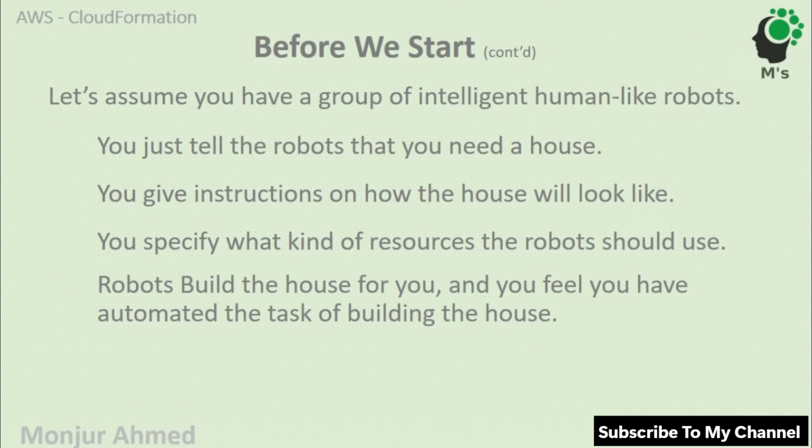So you just specify everything, and you give the instruction. Let's say you have written the instruction on a paper and given it to the robots, or you just give the instruction by recording an audio or video, and they are doing everything. They are building the house based on your instruction, and you feel that you have just automated the task of building the house, because you just give the instruction and the house is being built by someone else.